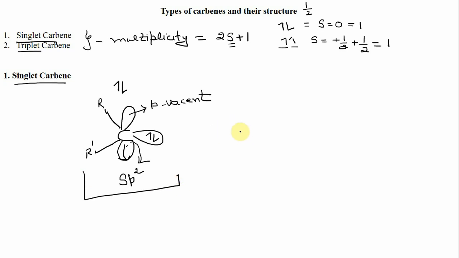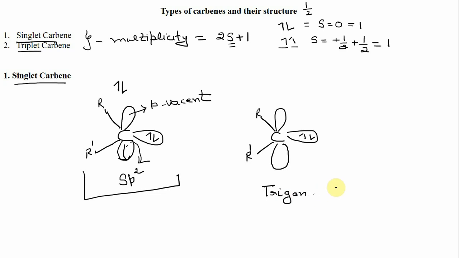So in case of singlet carbene, your carbon is sp2 hybridized, both electrons are present in the sp2 hybrid orbital, and there is one unhybridized p atomic orbital which is vacant, perpendicular to the plane of these hybrid orbitals. So it has a trigonal planar structure.